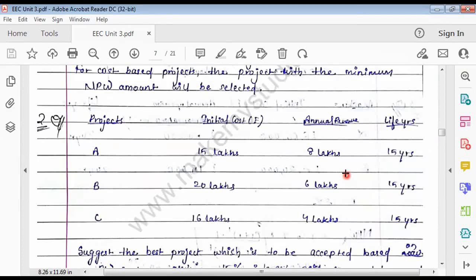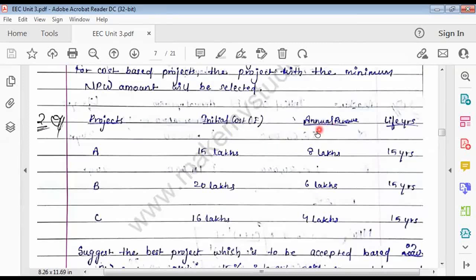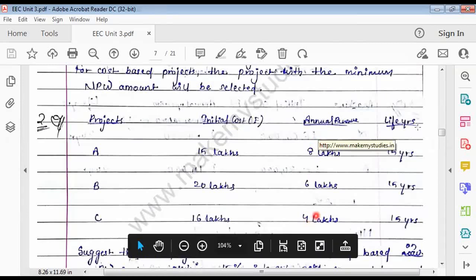Projects A, B, and C. 3 different projects are being considered. Any one will be selected. Initial cost in rupees is 15 lakhs, 20 lakhs, and 16 lakhs respectively. Annual returns or annual revenue: 8 lakhs, 6 lakhs, and 4 lakhs. And life in years is 15 years each.